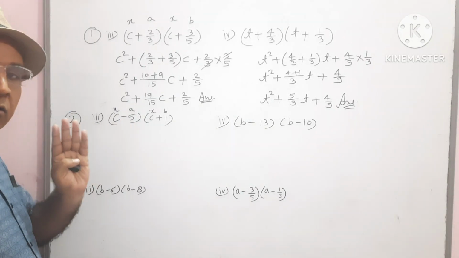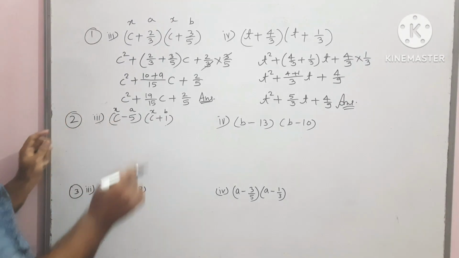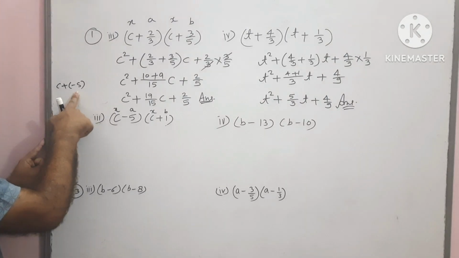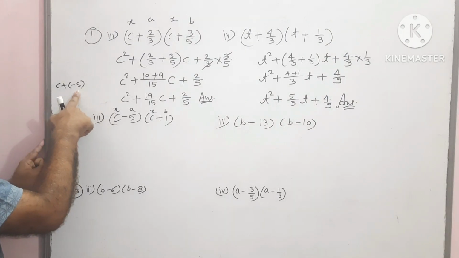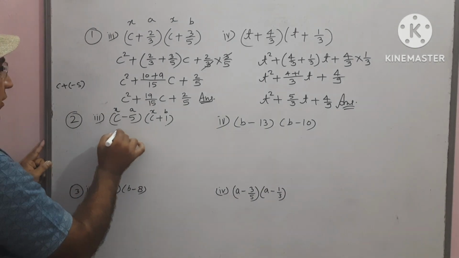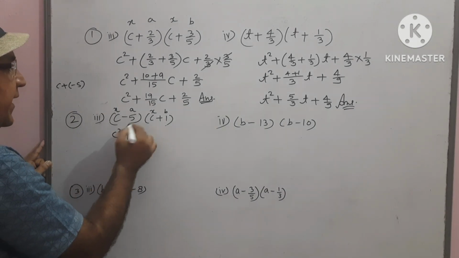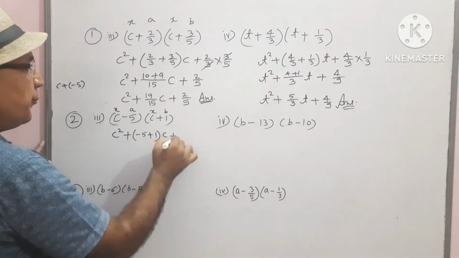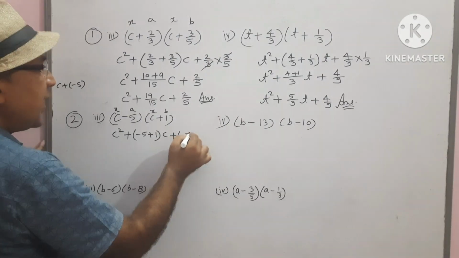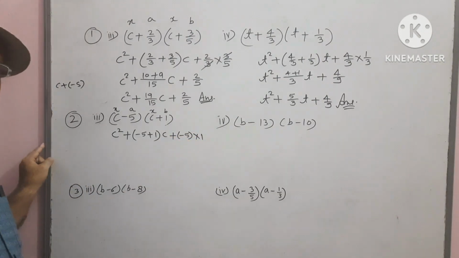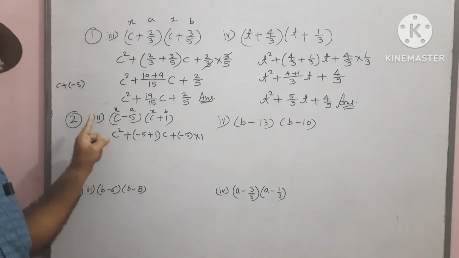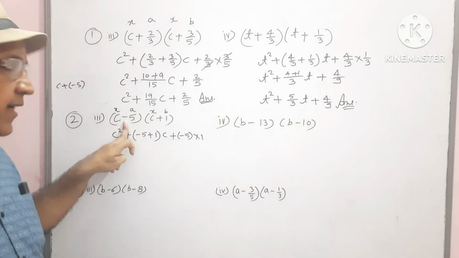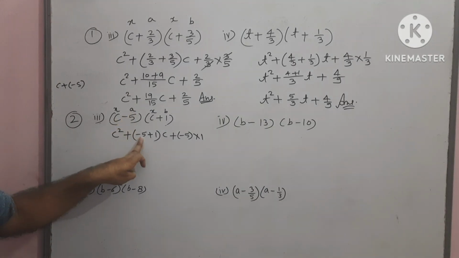C minus 5 is not looking like x plus A, but C minus 5 can be written as C plus, in the bracket, minus 5. So at the place of A we can use minus 5. So apply the identity here. C square plus A plus B means minus 5 plus 1 into C plus A into B means minus 5 into 1. Is this understood? Again we are applying the identity x plus A into x plus B. Since here minus 5 is present, so at the place of A we will use minus 5.